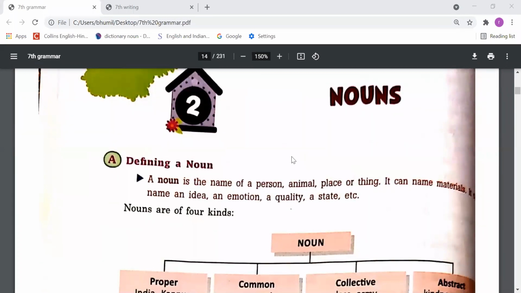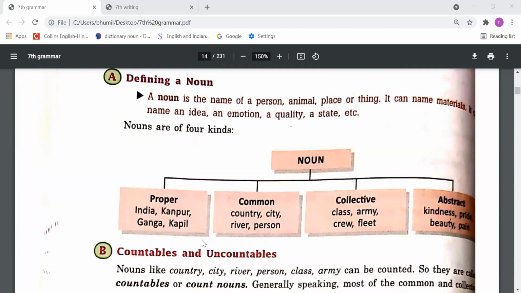Defining a noun. A noun is a name of a person, animal, place, or thing. It can name material. It can name an idea, an emotion, a quality, or a state, etc. Nouns are of four kinds: proper, common, collective, and abstract.